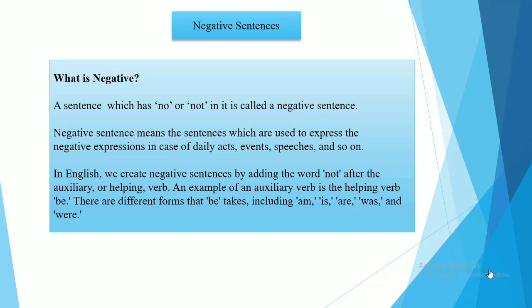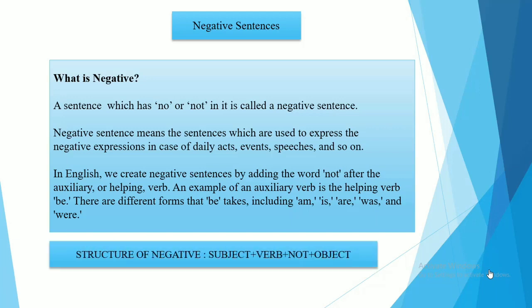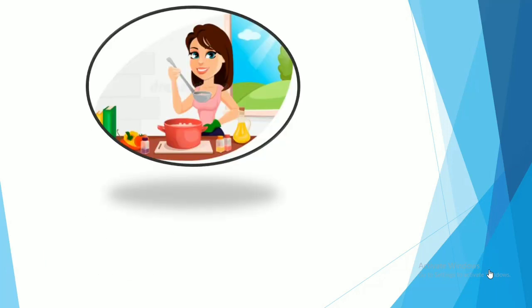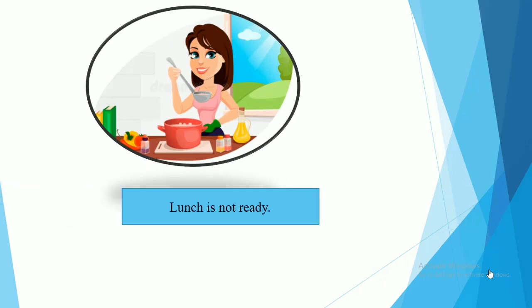Let's see the structure of a negative sentence. We write the negative sentence: subject plus verb plus not plus object. Let's see the example. Lunch is not ready. Mostly negative sentences contain the word not.